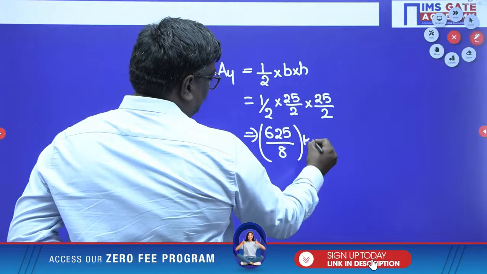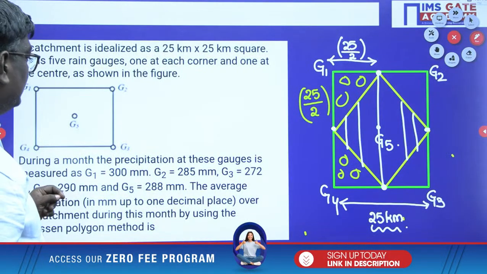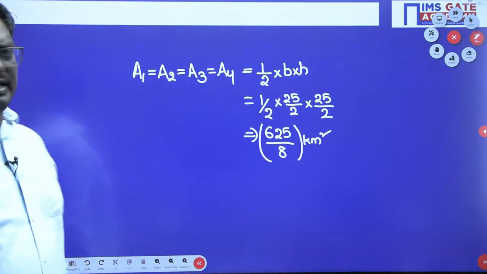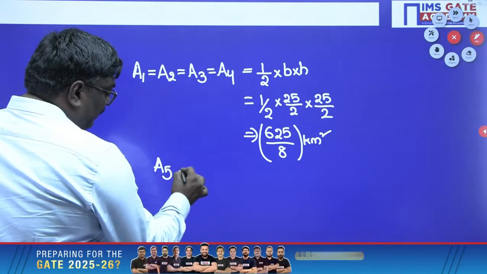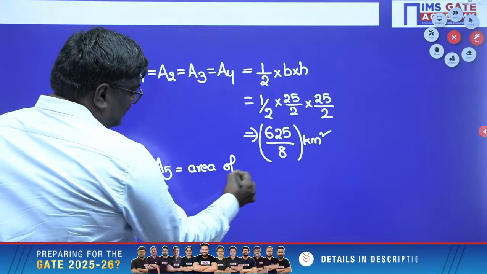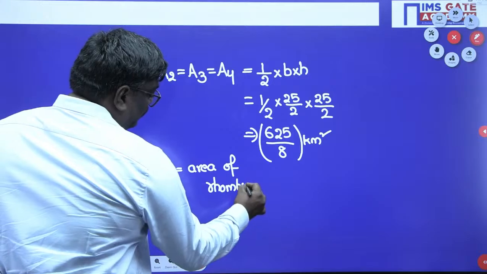Okay, kilometer square or whatever the units they have given. Sir, they have given the areas in what length? 25 into 25 kilometers. So, 625 by 8. Now, see students, what is A5? A5 is nothing but the area of rhombus we have to find out.